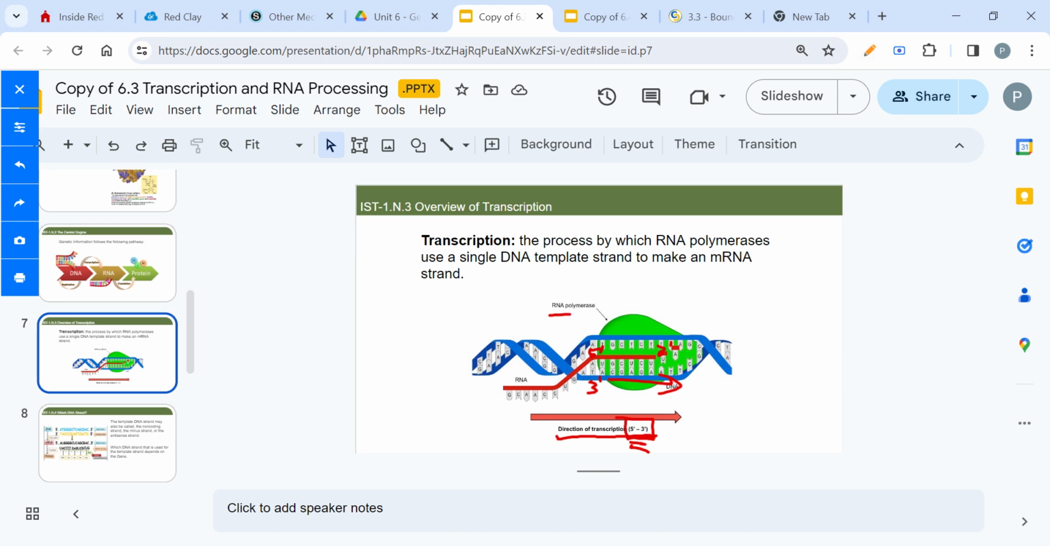Now we have this molecule, this enzyme called RNA polymerase. Very similar to DNA polymerase, right? Remember we did DNA polymerase during DNA replication. RNA polymerase is for transcription. So it literally does the exact same as DNA polymerase, except now we are making RNA instead.